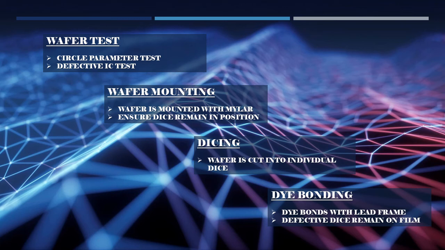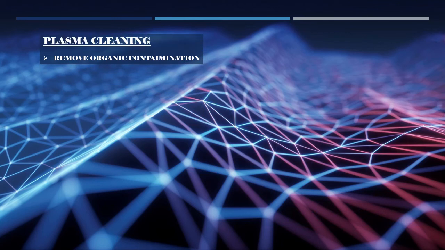Okay, next, die bonding. In this process, two dies are put on one lead frame. The first one is the dice wafer, while the second one is the memory chip. Also in this process, the defective dies are left behind in the adhesive film. Okay, next, plasma cleaning. In this process, if there is any organic contamination on the circuit board, it is removed by the plasma cleaning machine.